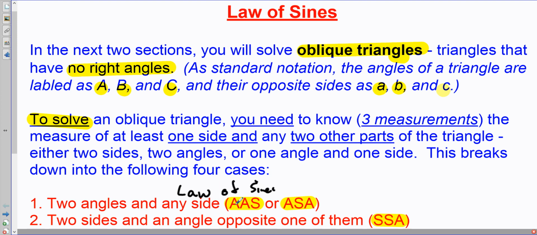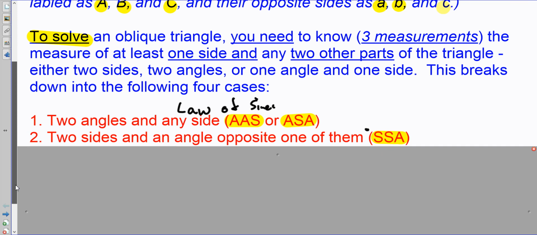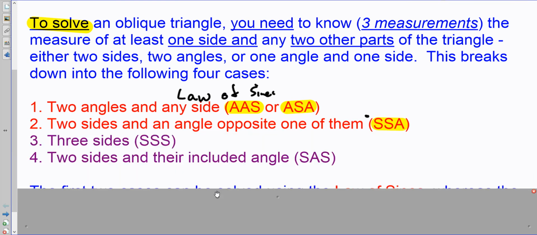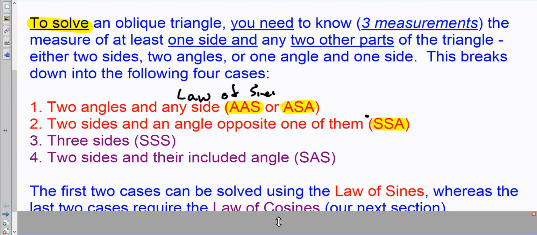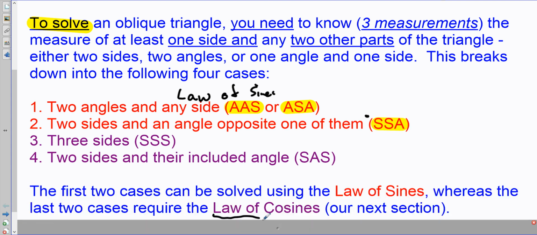If we have a triangle with angle, side, angle, or angle, angle, side, we use the law of sines. If we have side-side-angle, that's a special triangle, and we're going to look at that in the next video. Just for a little preview, if we have three sides, or two sides and the angle between them, we are then going to be using what's known as the law of cosines, and that's going to be our next group of videos.